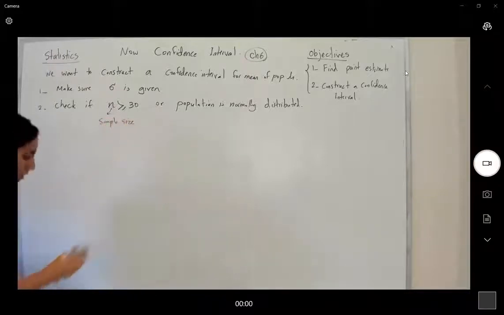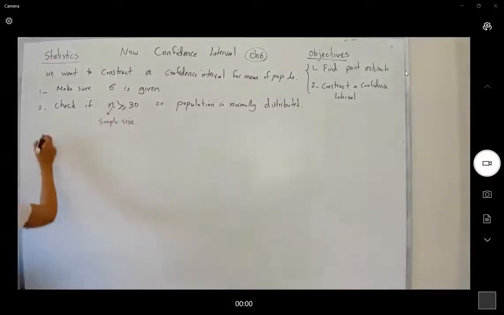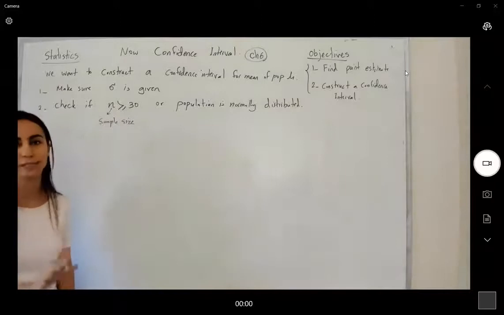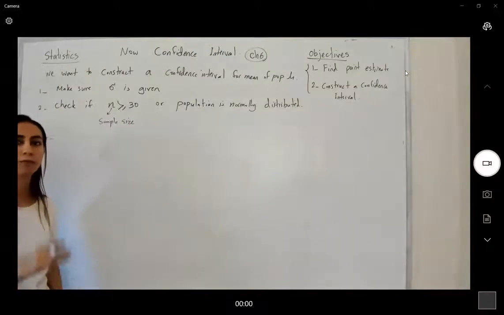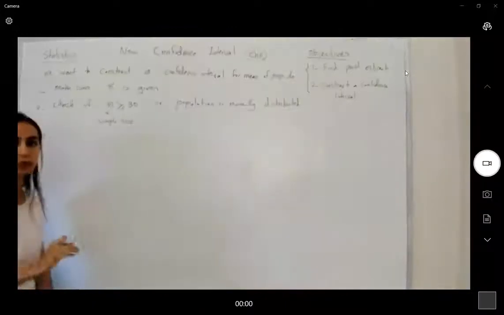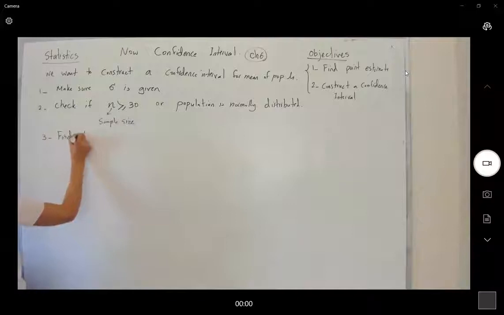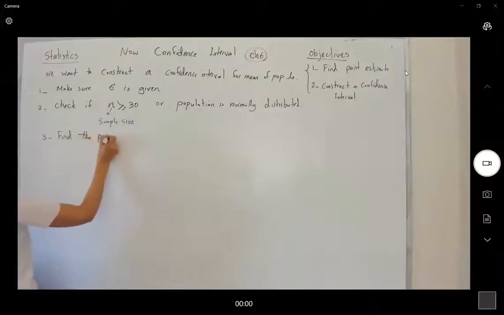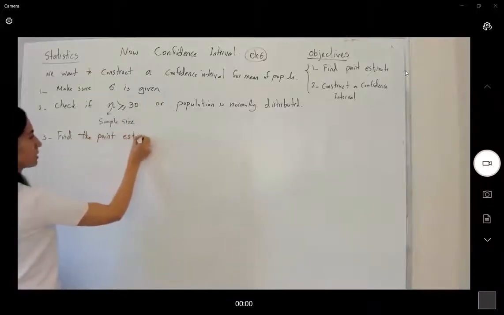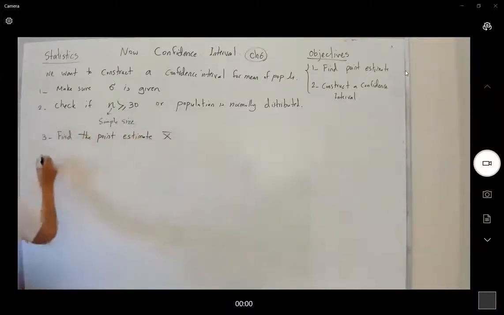Sample size. Step 3, you need to find your point estimate. The unbiased point estimate for the population mean is actually the sample mean. Find the point estimate. What is that point estimate? X bar.